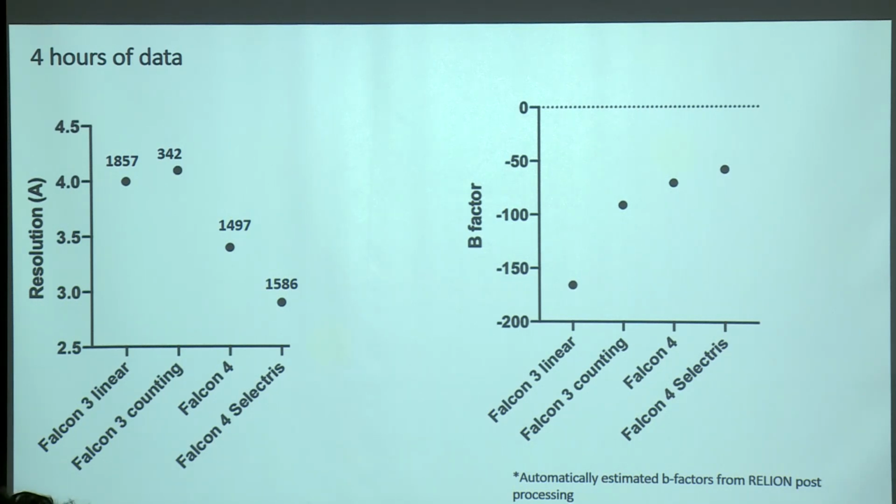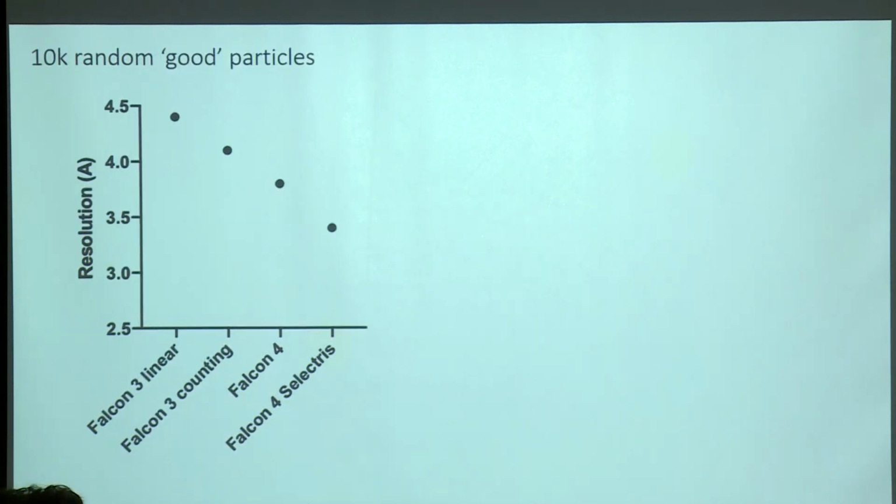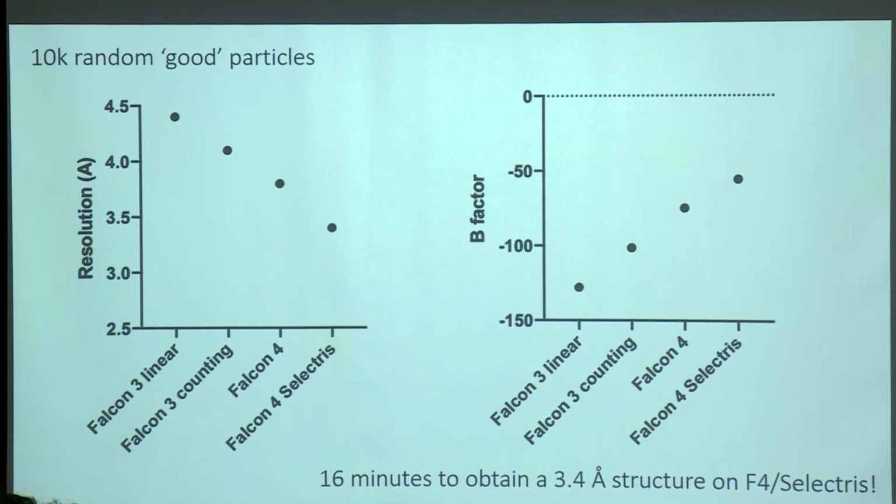But especially if we compare the Falcon 3 counting dataset, in 4 hours we were only able to collect 340 movies, whereas with the Falcon 4 we were able to collect closer to 1,500. So the amount of data in these reconstructions is very different. We selected 10,000 random good particles from these data sets, and again we still see this positive trend in resolution, with the Falcon 4 outperforming the Falcon 3, and again a trend in B factors.